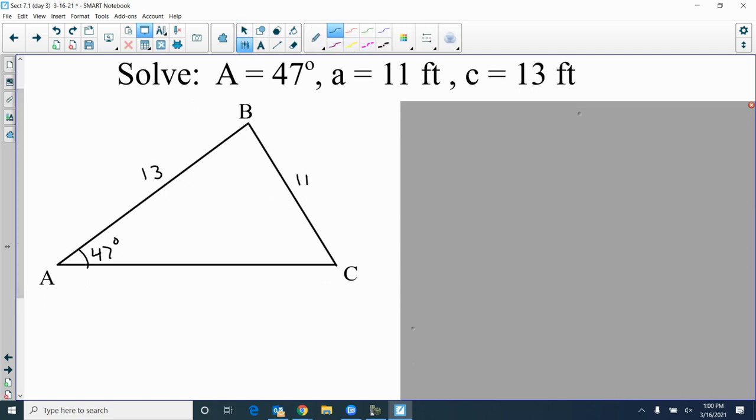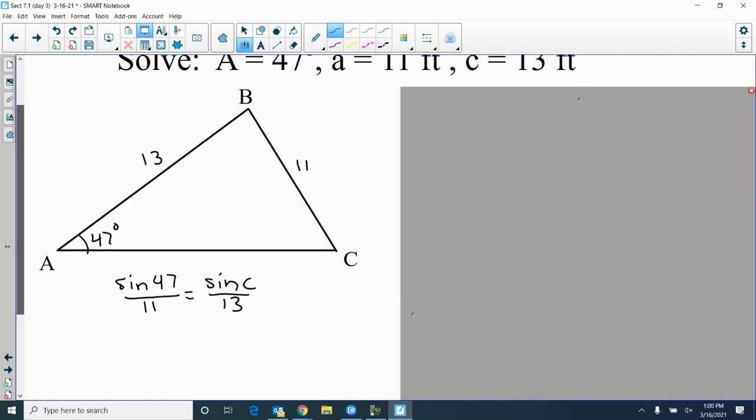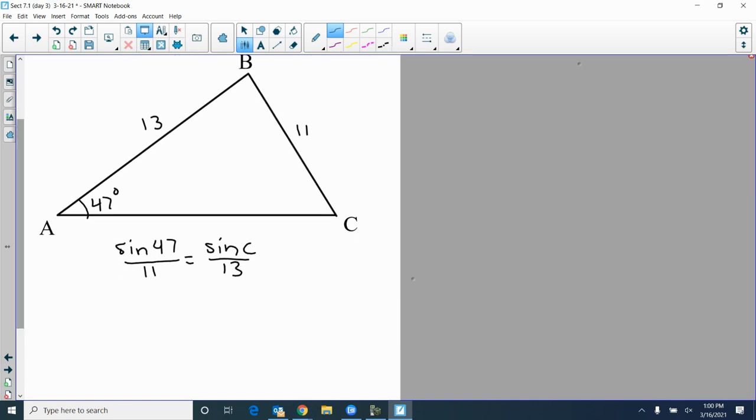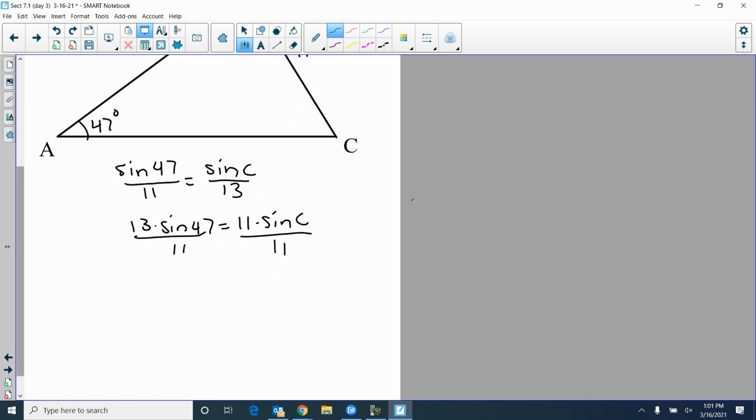And so angle C, we take the sine of 47 degrees over 11 equals the sine of C over 13. Now, when you're finding the angle, you gotta use inverse sine. I'm gonna go through the steps here. 13 times sine of 47 equals 11 times sine of C. Divide by 11. And then I get angle C equals the inverse sine of that whole mess: 13 times sine of 47 over 11.